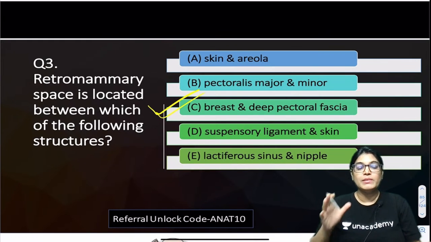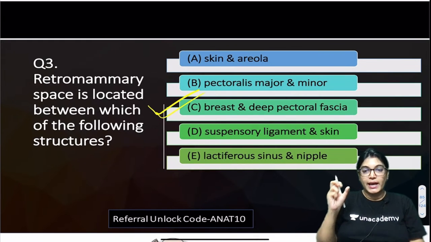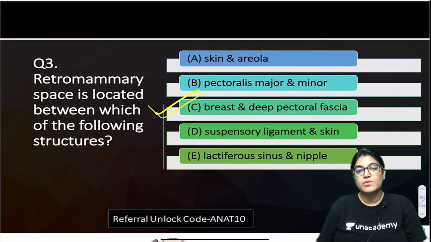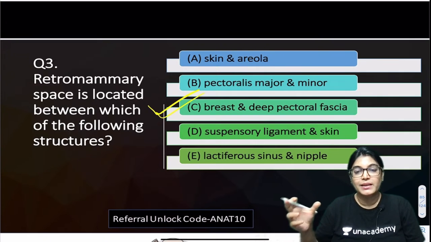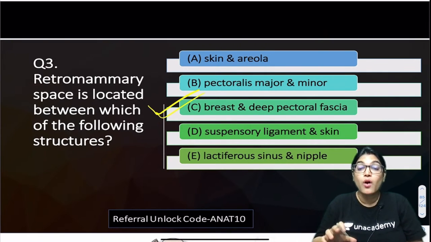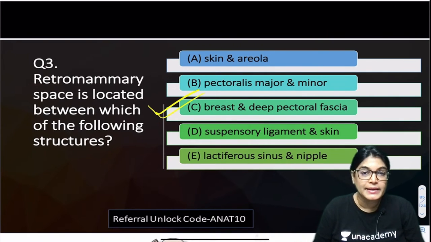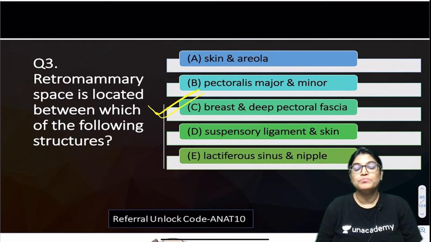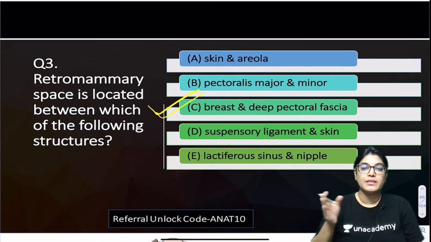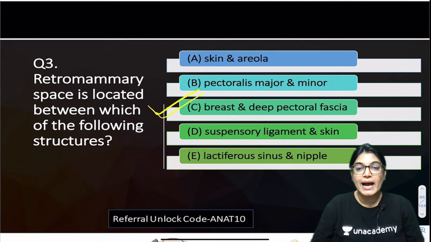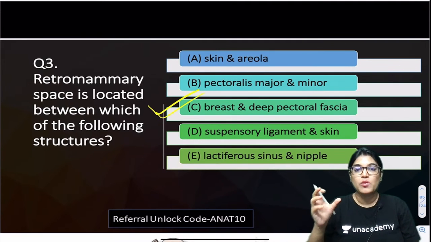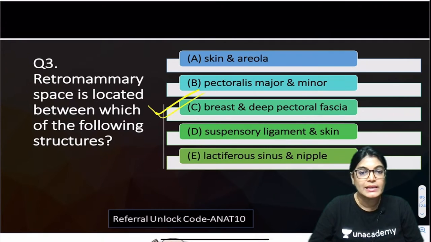So what does that mean? This has an anatomical importance. I want to explain to you that the breast is a modified sweat gland lying in the superficial fascia, not directly adherent to the pectoralis muscle. In between the pectoral fascia and the mammary gland, there is a space, and that space contains loose areolar tissue that provides mobility to the mammary gland.